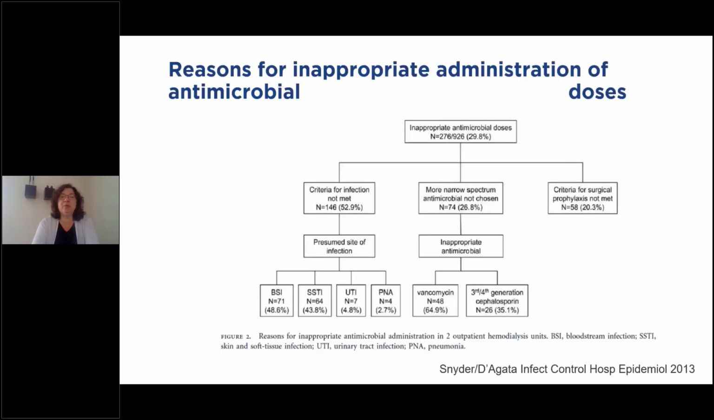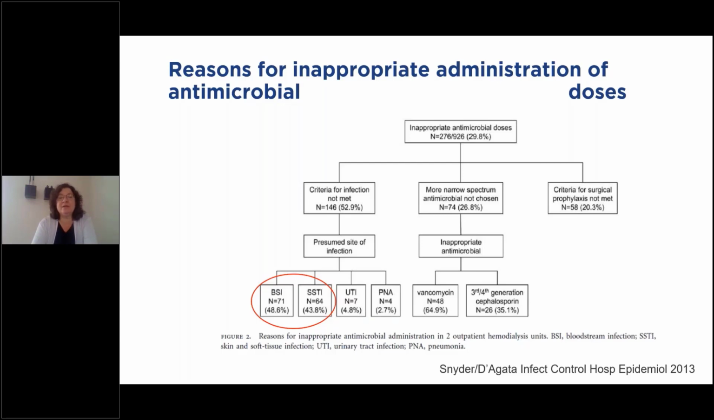So what are the reasons for inappropriate administration of these antimicrobial doses? This was a study looking at over 900 doses administered in outpatient dialysis units. The most common reason for inappropriate prescribing, so again, not meeting the national guidelines, was that the criteria for infection was not met. And the most common infection was presumed bloodstream infection. So in fact, the patient had a contaminant, not a true bloodstream infection. So the classic single positive blood culture for coagulase negative staph in an afebrile and otherwise hemodynamically stable patient.